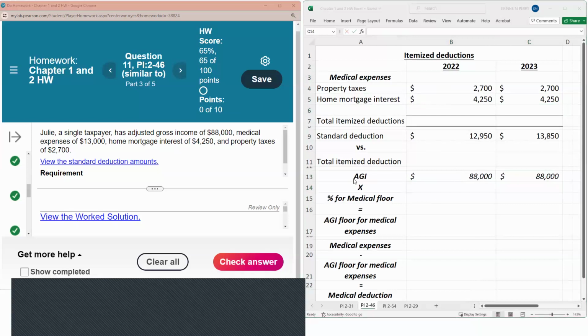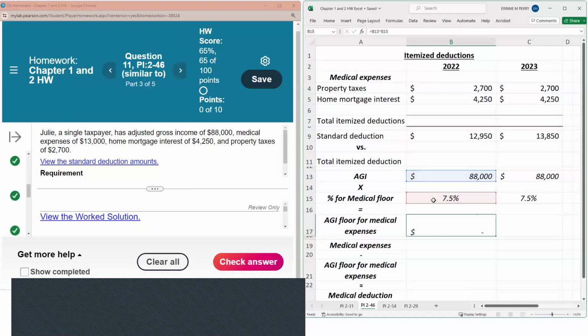And there's a limitation. As it relates to medical expenses, the percentage for the medical floor is 7.5%. So a taxpayer is essentially allowed to deduct any medical expenses that exceed the AGI floor. AGI is 88,000. We multiply it by the 7.5%. Therefore, the AGI floor for medical expenses is $6,600. So Julia is allowed to claim any medical expenses that exceed $6,600.